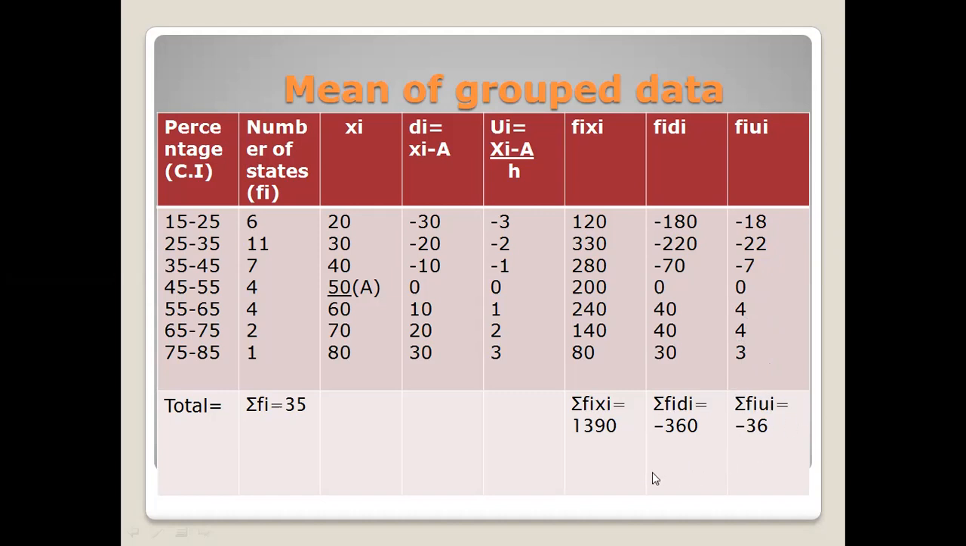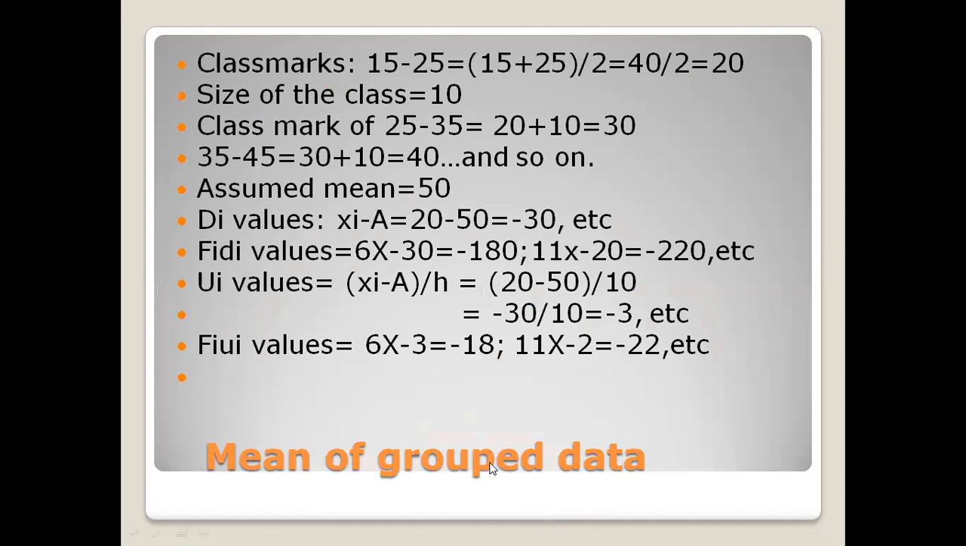Now, see how to find xi minus a values, xi minus a by h values, and class marks in the next slide. Class marks: you see here, the class mark of 15 to 25. What you should do? You must add the lower limit plus upper limit by 2. That is 40 by 2, 20. To get the next class mark, the size of the class you should write, that is 10, and add 10 to the preceding class mark. Preceding class mark is 20, so 20 plus 10, 30. Now, the class mark of 35 to 45, that is 35 plus 10, that is 40.